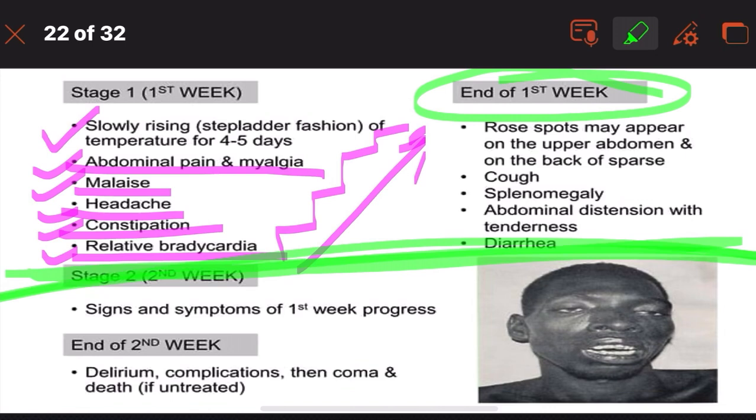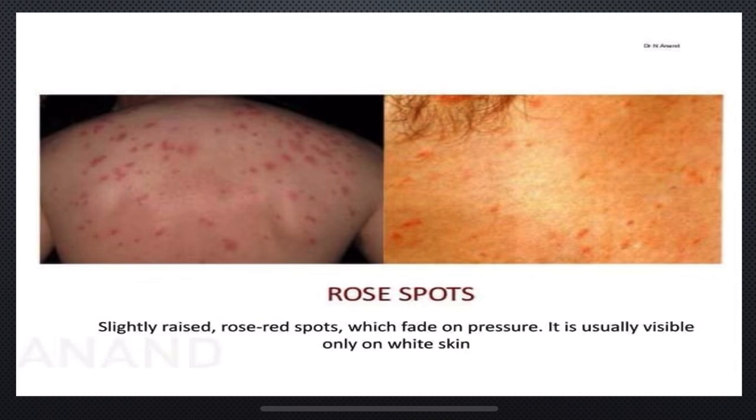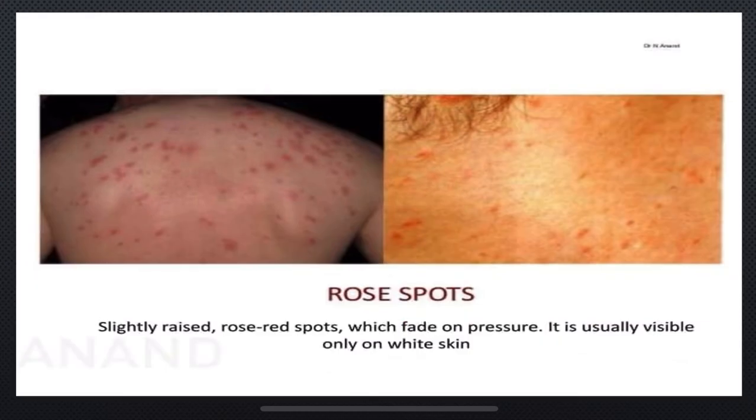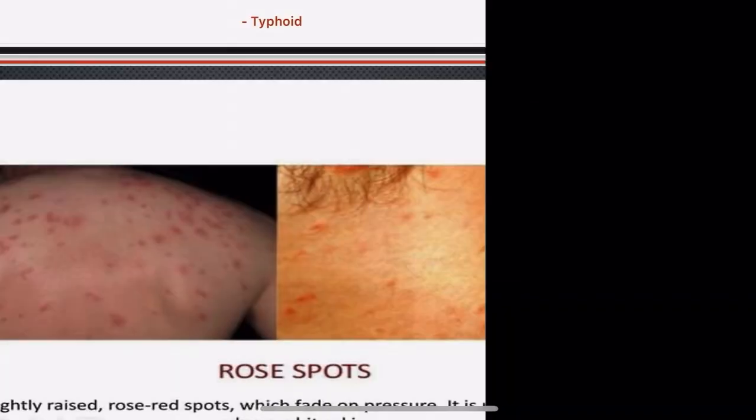Now let me just show you a picture of the rose spots. Here you can see the rose spots are nothing but slightly raised red spots, rose red spots. They fade on pressure. They are usually visible only on white skin. Generally, if the skin is a little darker, you cannot clearly visualize these rose red spots. They are slightly raised, they fade on pressure, and they are known as rose red spots. They are seen at the end of the first week.